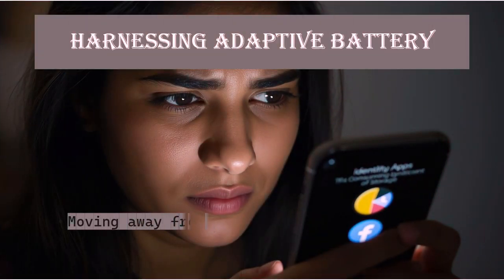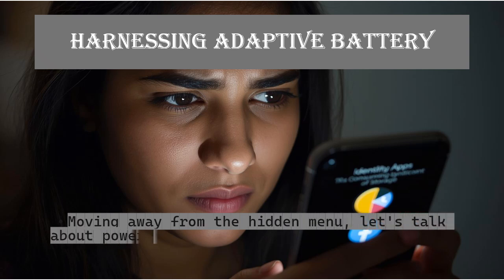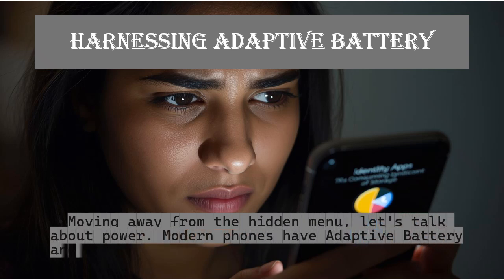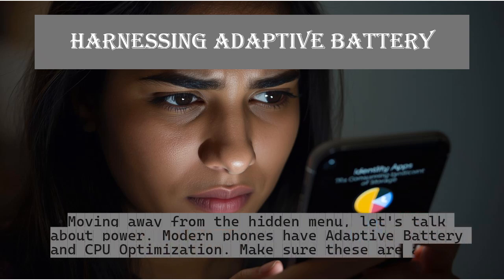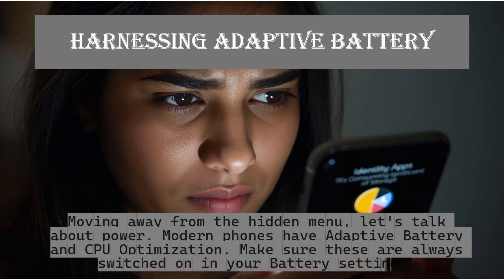Harnessing adaptive battery. Moving away from the hidden menu, let's talk about power. Modern phones have adaptive battery and CPU optimization. Make sure these are always switched on in your battery settings.